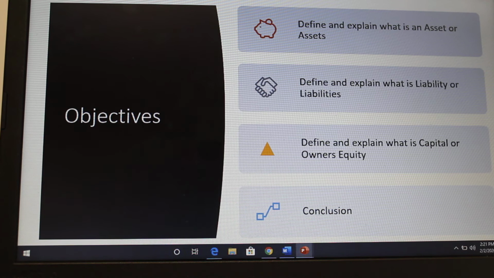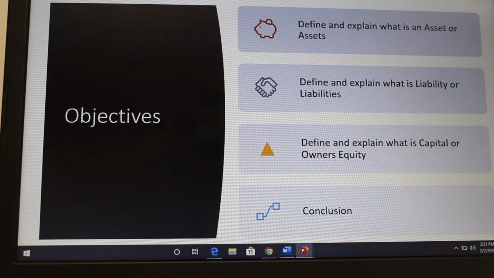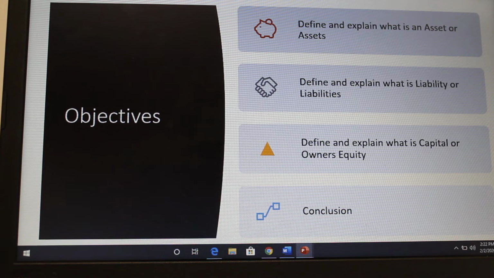Sorry for that little break, but I needed to do a little break. But yeah, so we're back. So we're going to look at what's an asset, what's a liability, what's capital. These are the 3 pillars to accounting and the preparation of especially the balance sheet or the statement of financial position. So this is quite critical.